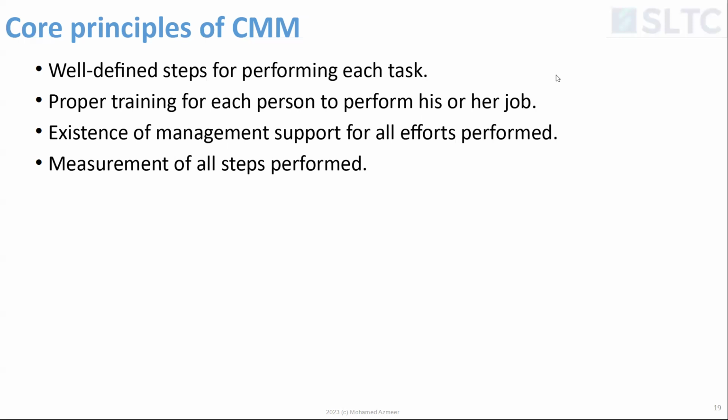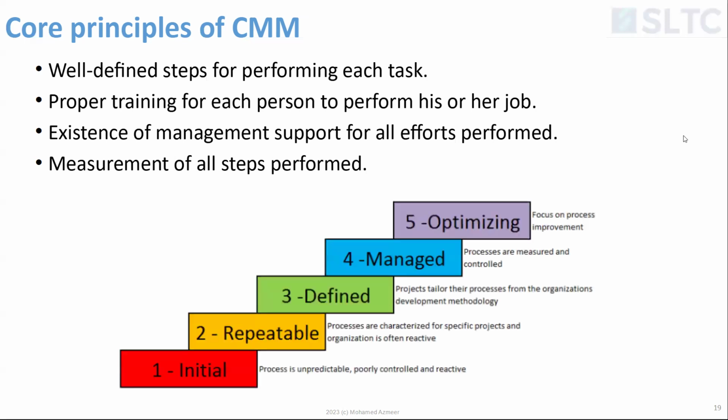Right? So this colored chart shows the steps. You start from the first level, initial. Process is unpredictable, poorly controlled, and reactive. What do you mean by that? You don't have any process at all. That's what it says. Reactive meaning you wait till something happens and then you react to it. Not proactive. Proactive is you do something before it happens.